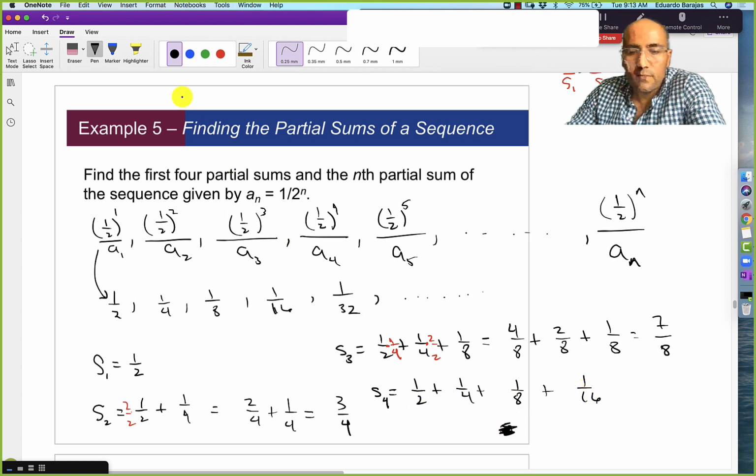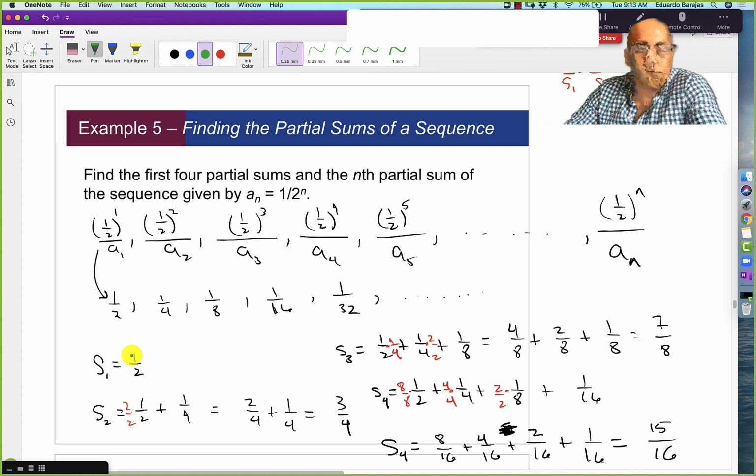Right, the sum of the first 4. And the common denominator is 16, so let's multiply this by 2 over 2, multiply this by 4 over 4, and multiply this by 8 over 8. And I'll have my value of s sub 4 equal to 8 over 16 plus 4 over 16 plus 2 over 16 plus 1 over 16, which equals 15 over 16.